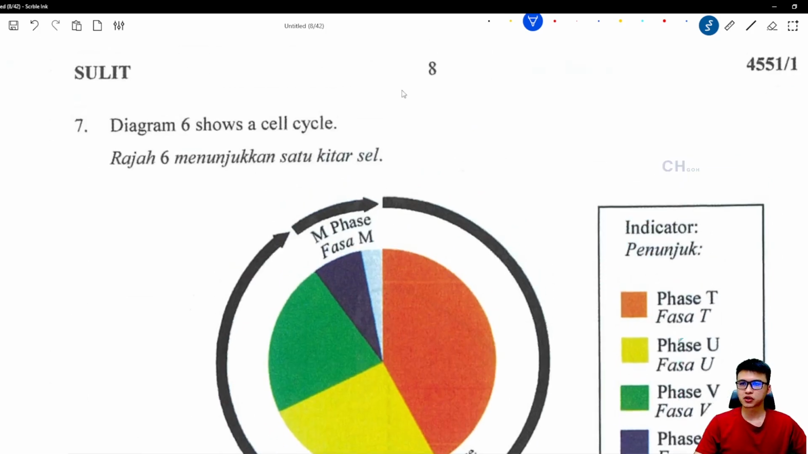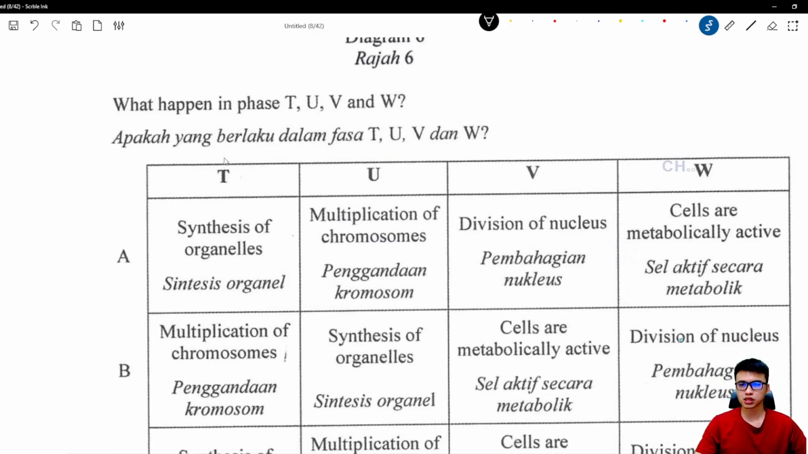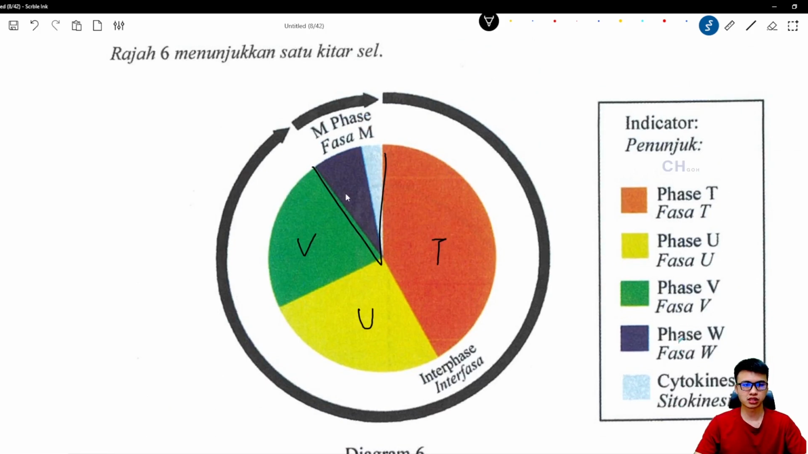Question 7. Diagram 6 shows a cell cycle. We have the M phase here, and then it continues with phase T, phase U, and phase V. What happens in phase T, U, V, and W? Okay, right here. So we need to label a little bit first.